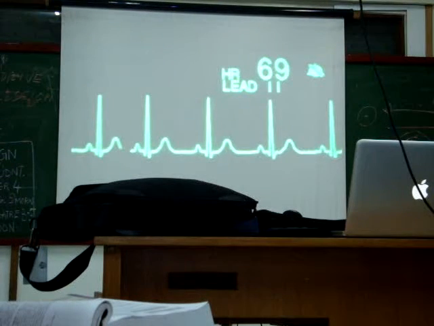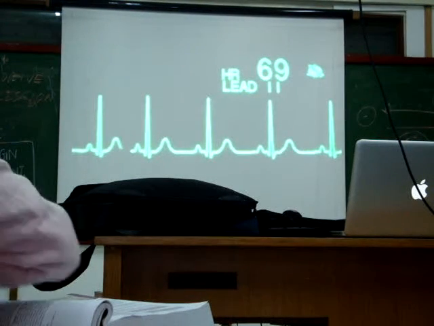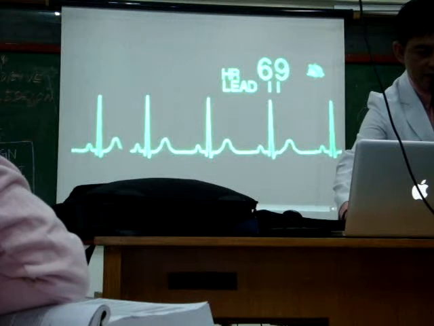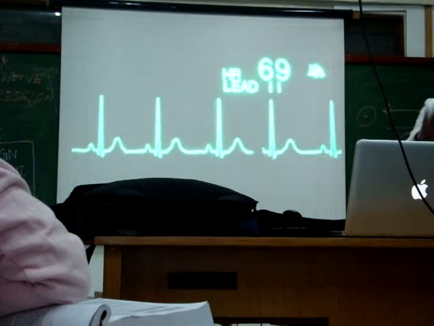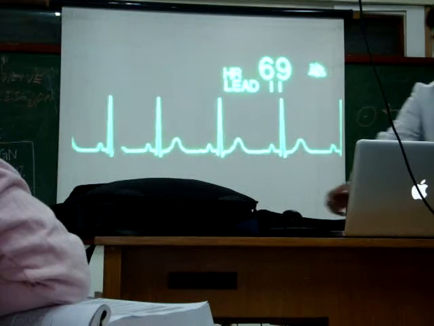So here's an example of a normal sinus rhythm.